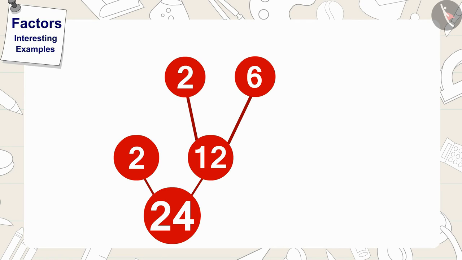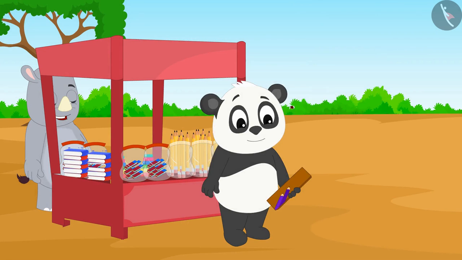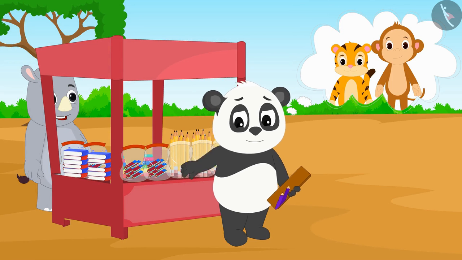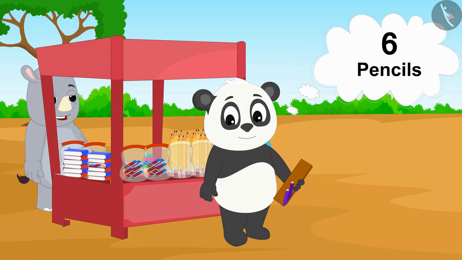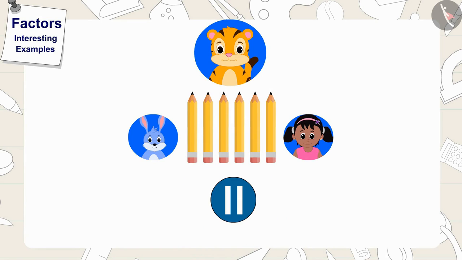Children, as you can see, what has Golu done here? Exactly. Golu has written 2 factors of 12. Now Golu is wondering if those 2 friends will be able to share 6 pencils equally. Children, can you find an answer to this question? If you want, you can stop the video and think about the answer.